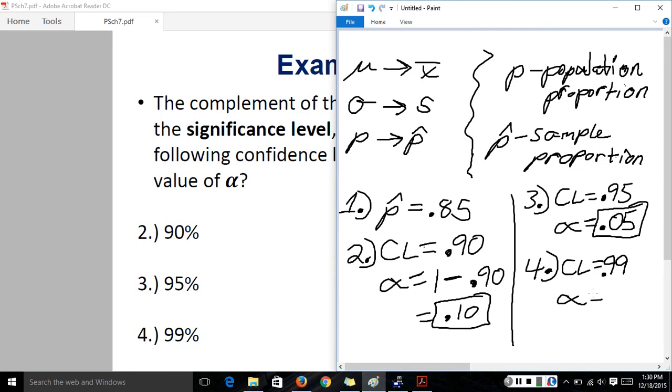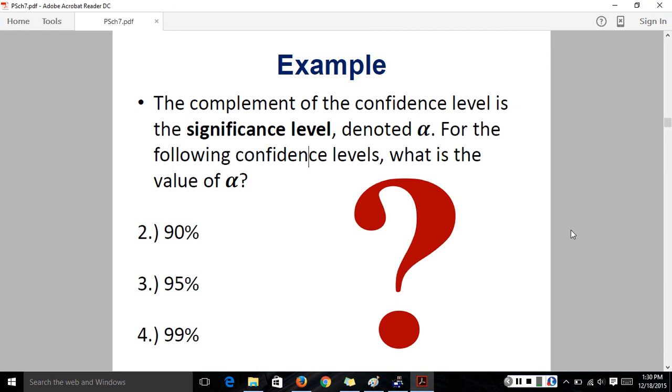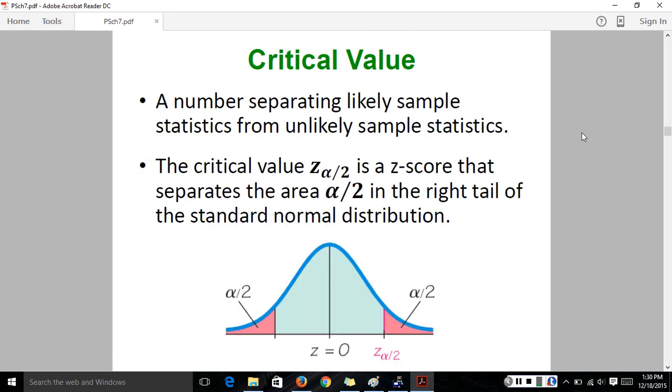All right, then alpha is going to be 1% or 0.01. So alpha and the confidence level are complements. Well, we also need to know the critical values that correspond to the different confidence levels. A critical value is a number separating likely sample statistics from unlikely sample statistics.